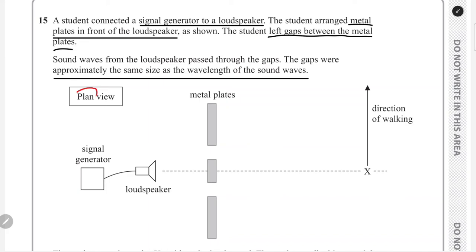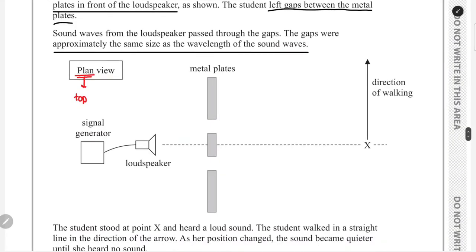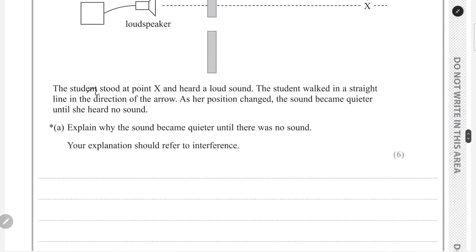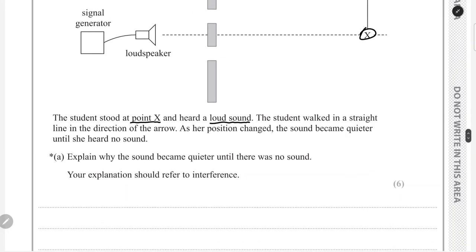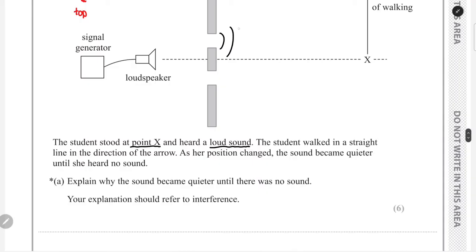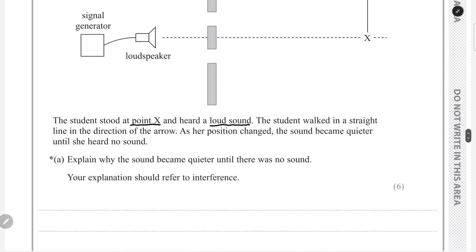Now we are told plan view over here. In this question it's not confusing, but there are some questions where we might be confused by this word. The word plan just means top, so this is the top view of the experiment. Now we are told that the student stood at point X and heard a loud sound. X is the midpoint over here. So we have two diffracting waves coming from both of these points. Since X is at the center of them, constructive interference occurs there since path difference is 0. We'll talk about this in depth soon.